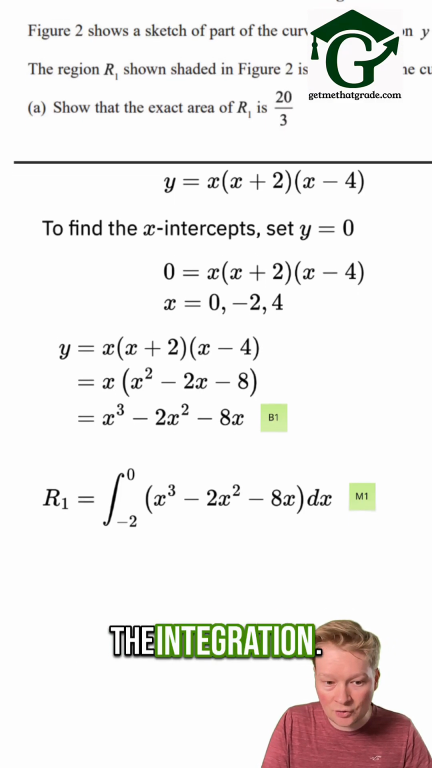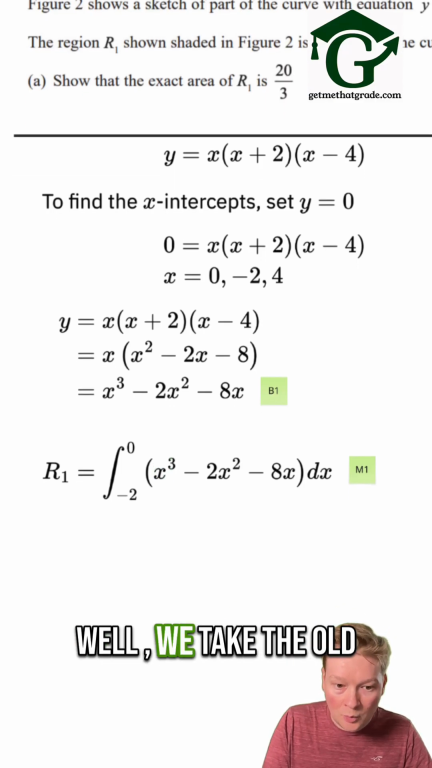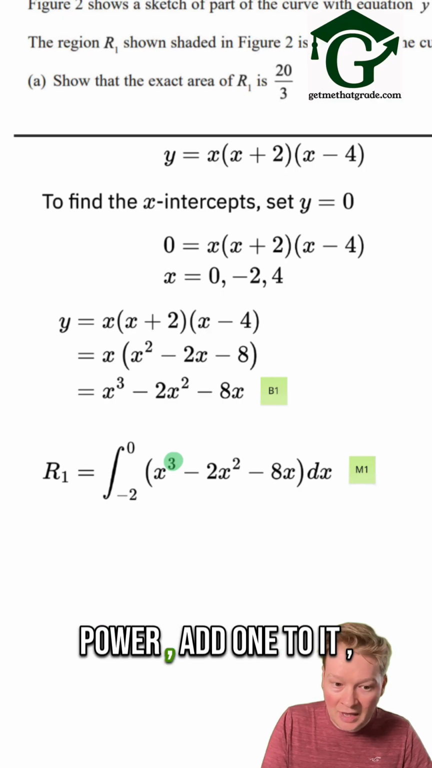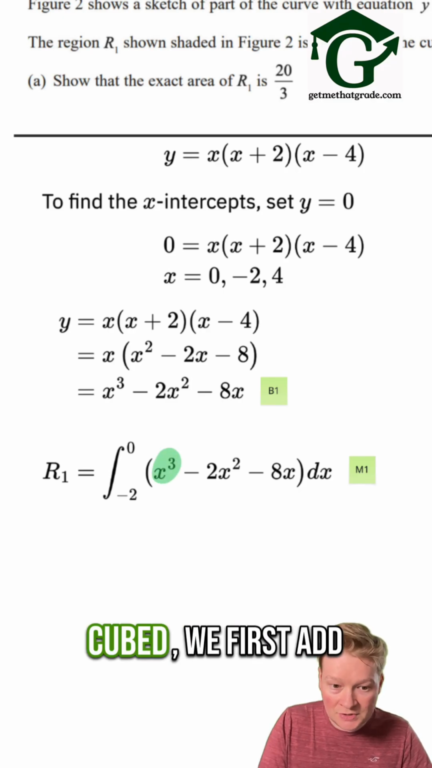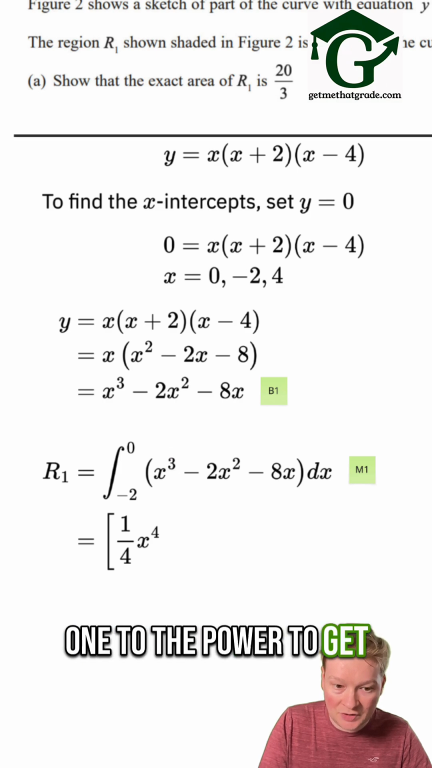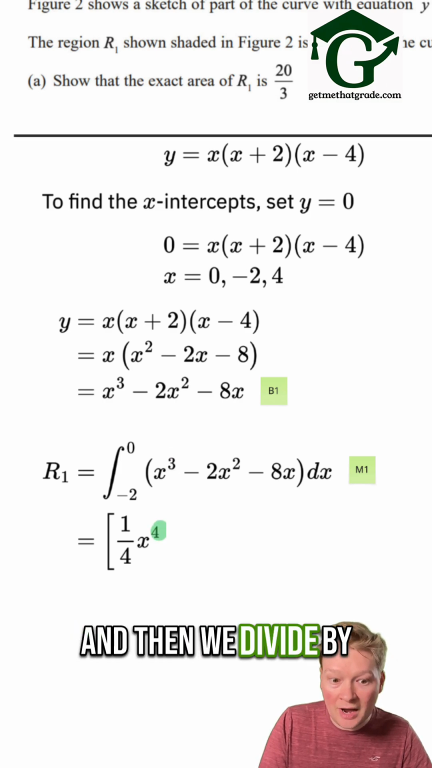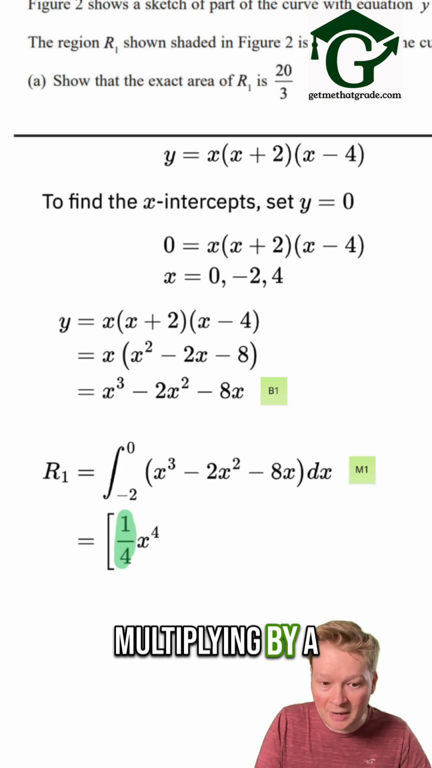Next, we actually do the integration. How do we do that? Well, we take the old power, add 1 to it, and divide by that new power. So to integrate x cubed, we first add 1 to the power to get a new power of 4, and then we divide by that new power. That's the same as multiplying by a quarter here.